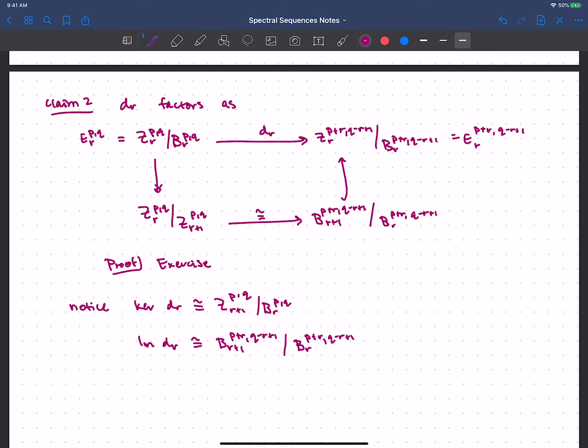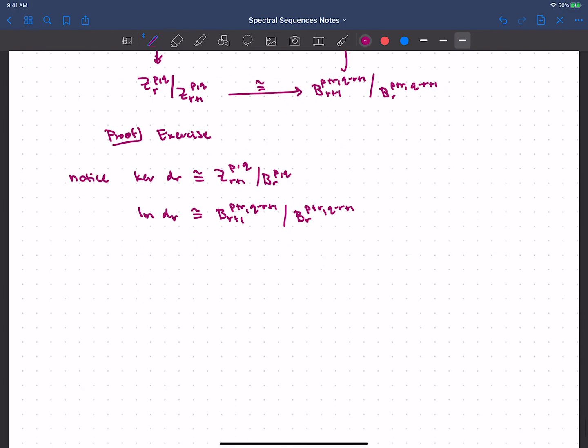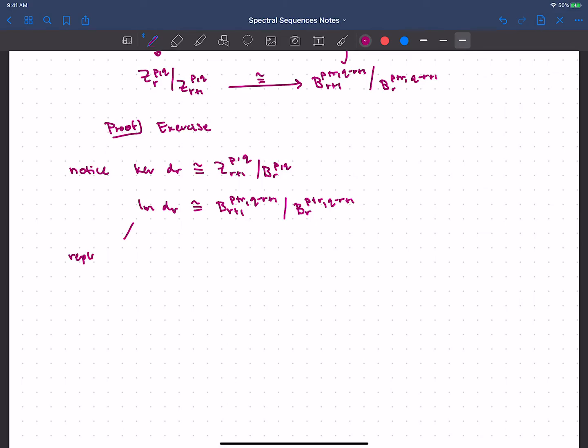Notice that when I'm doing this, I'm talking about the d_r differential coming out of the PQ spot. But what I really want to think about when I think about kernel mod image is coming out of the PQ spot and coming into the PQ spot. So in this image story, let's replace p with p minus r and q with q minus r plus 1, just so that we're landing in the PQ spot, right? And that's going to tell us that really our kernel mod the image is, well, the kernel was Z_{r+1}^{pq} mod B_r^{pq}.